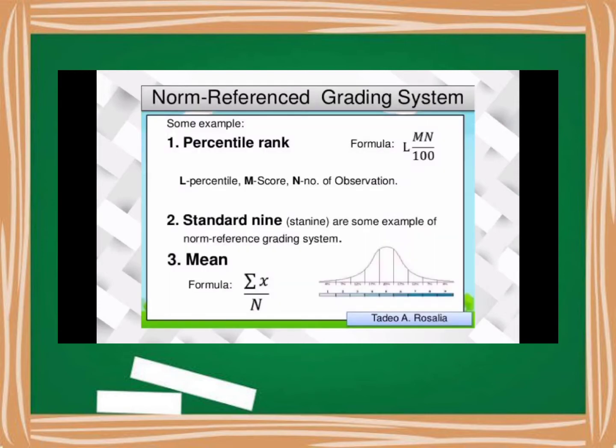Now, let's move forward and discuss some examples. Here are some examples of norm reference grading. First is the percentile rank. The formula for percentile rank is L/Mn over 100, where L is the percentile, M is the score, and N is the number of observations. The second one is the stanine or standard nine, and the third is the mean.